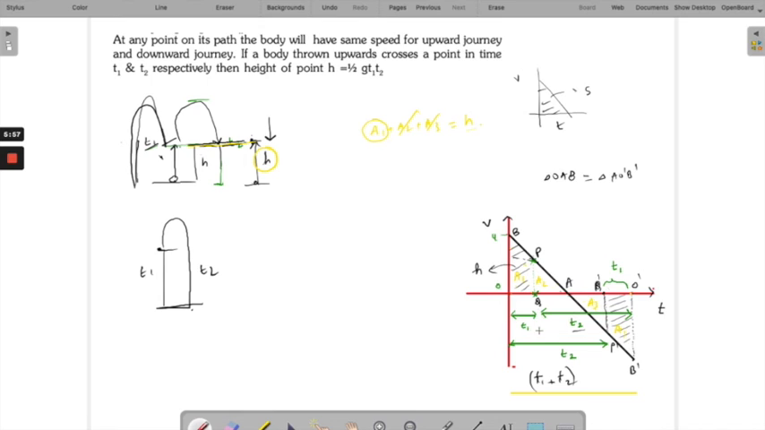So it works both ways. It's both t1 plus t2 equals the time of flight, and at the same time it crosses the same height at a time equal to t2. Alright, if you have understood this particular discussion, now the next part is very clear.